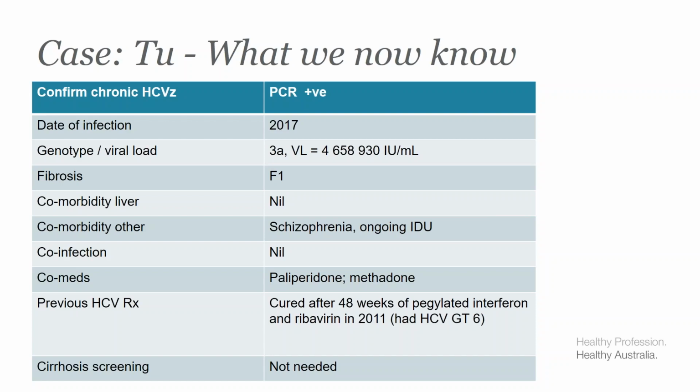The medications are paliperidone and methadone, and she has had previous non-direct acting antiviral treatment, and she does not need cirrhosis screening. So the negative pregnancy test is reassuring, but I note she's not on contraception, so we might have a look at that later.